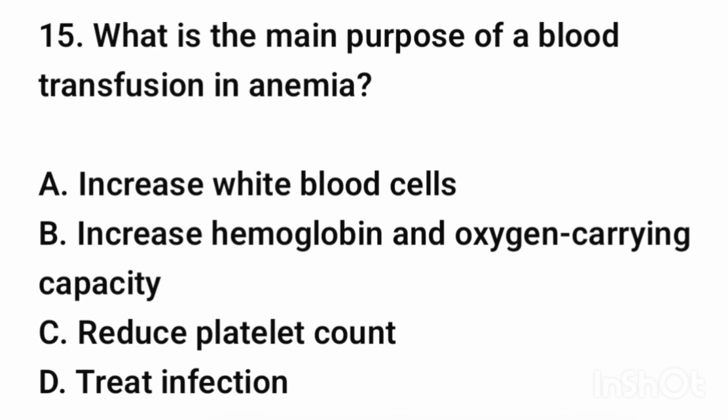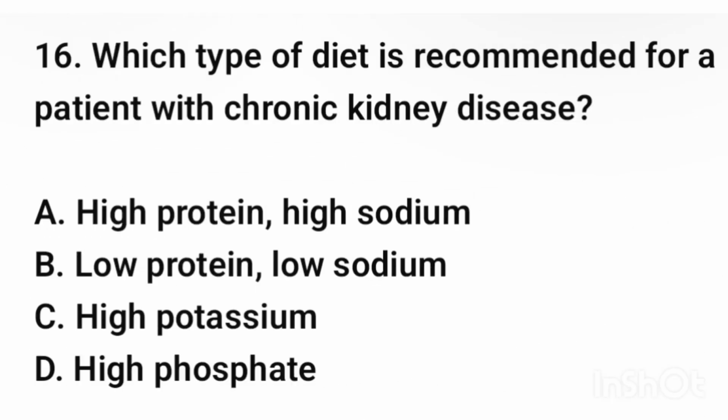Question number 15. What is the main purpose of a blood transfusion in anemia? The correct answer is option B, increase hemoglobin and oxygen carrying capacity. Question number 16. Which type of diet is recommended for a patient with chronic kidney disease? The correct answer is option B, low protein, low sodium.